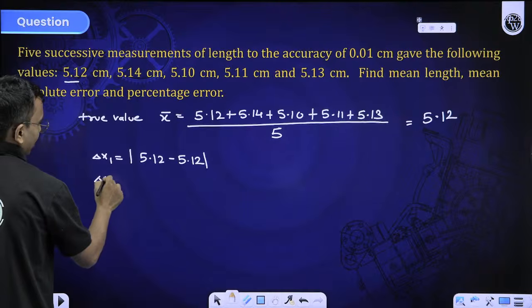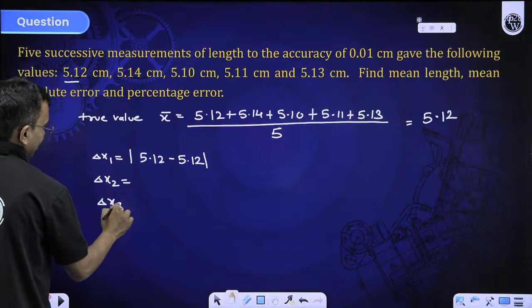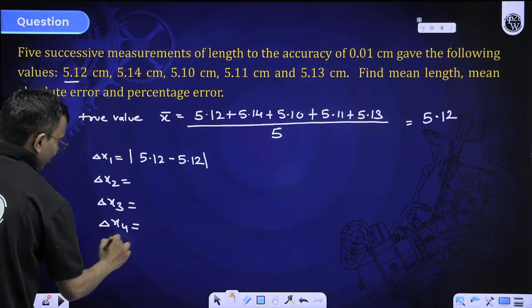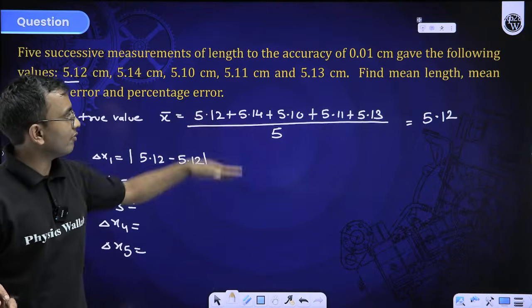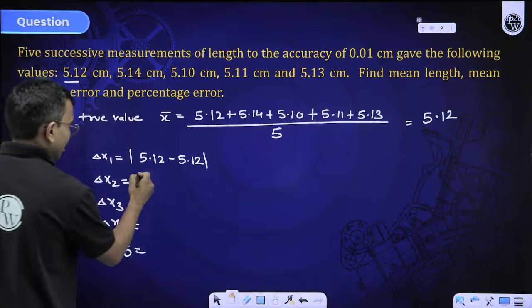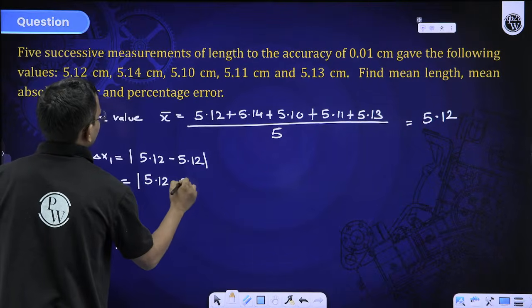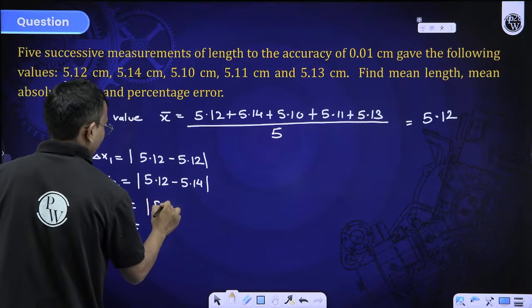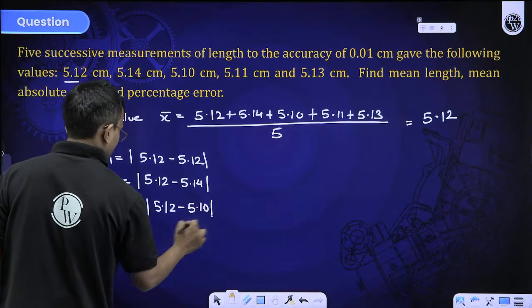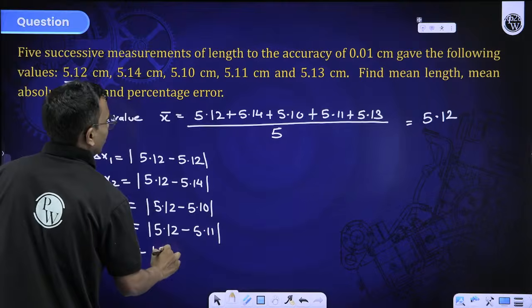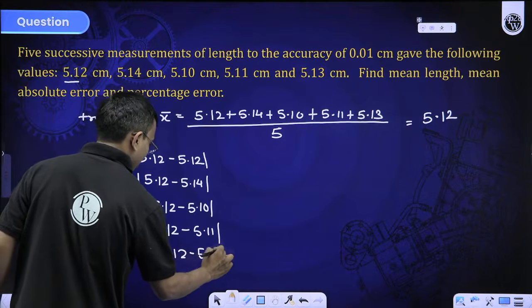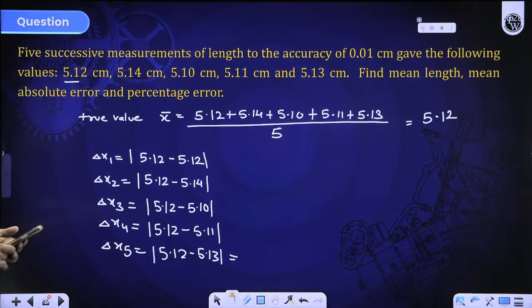Next is my delta x2, then delta x3, then delta x4, then delta x5. Take the mod of that with each and every digit. Accordingly I'll write this as 5.12 minus 5.14, here 5.12 minus 5.10, here 5.12 minus 5.11, here 5.12 minus 5.13. And then you have to find the mean of that. Let me do it.